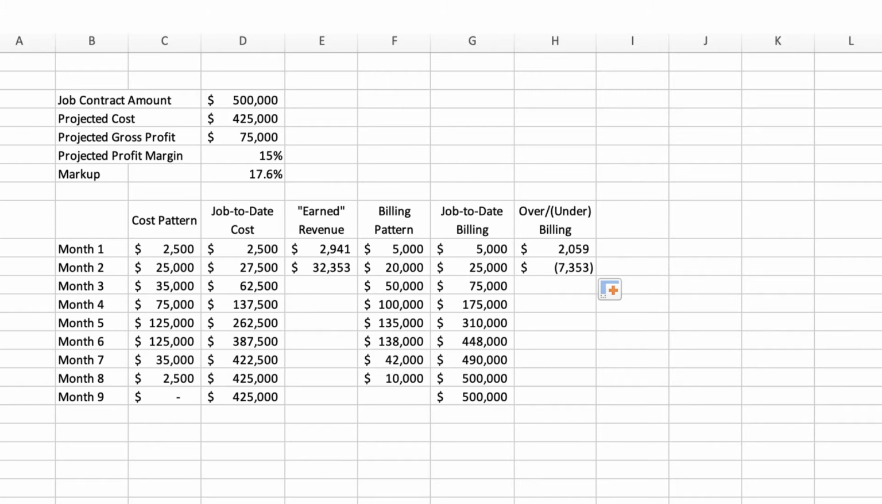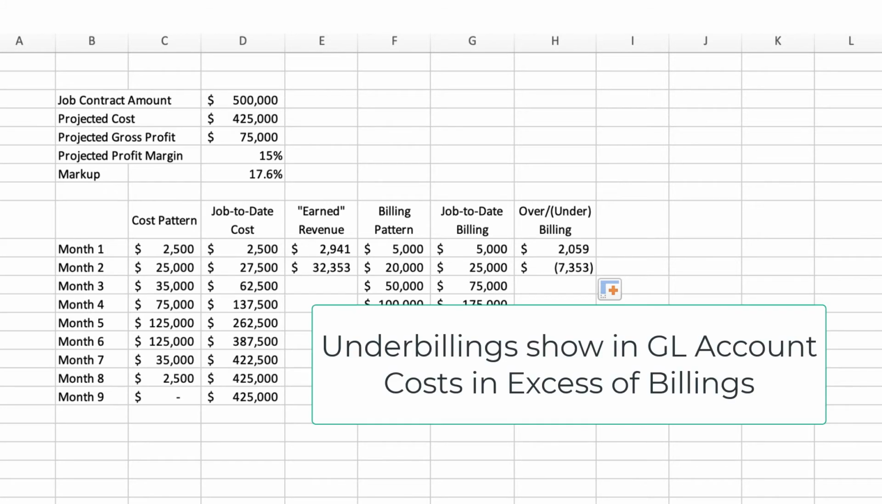This time, the earned amount is greater than the billed amount. This is an underbilling. This difference will sit on the balance sheet just like an overbilling would. The general ledger account is usually called something like cost in excess of billings.